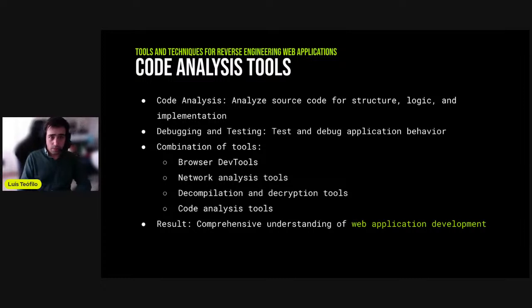We also have code analysis tools, which allow you to analyze the source code of web applications automatically and extract insights about the structure and logic. This includes debugging and testing. Sometimes debuggers can also help us, especially with a language like JavaScript, which is single-threaded. Those tools help us see where we are right now, analyze the memory, and understand how the application works. Of course, to use these tools, we need a comprehensive understanding of web application development.